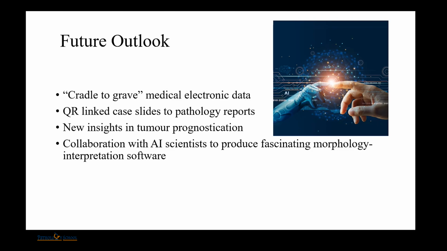We can use this in tumor prognostication, and a good collaboration between pathologists and AI scientists is required, because AI scientists are very good at making software, but knowledge of morphology is with pathologists. So we need to collaborate more with AI scientists.